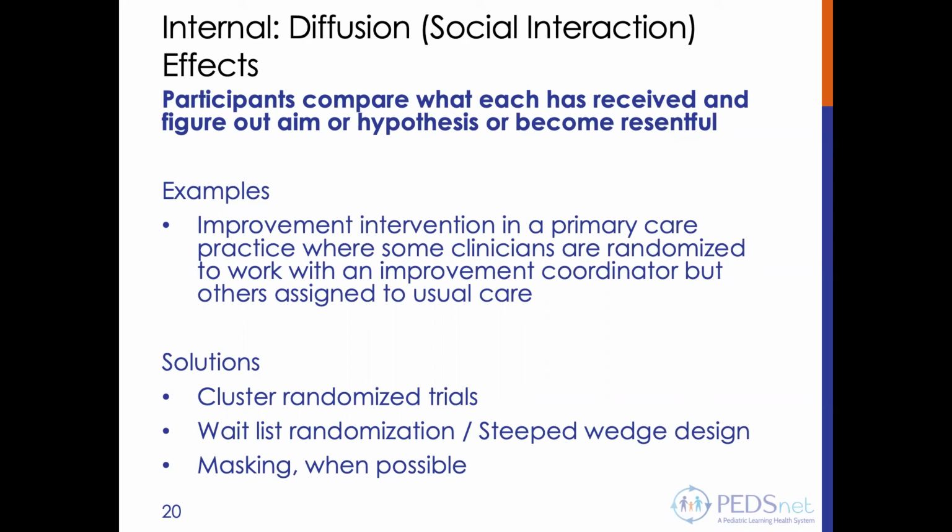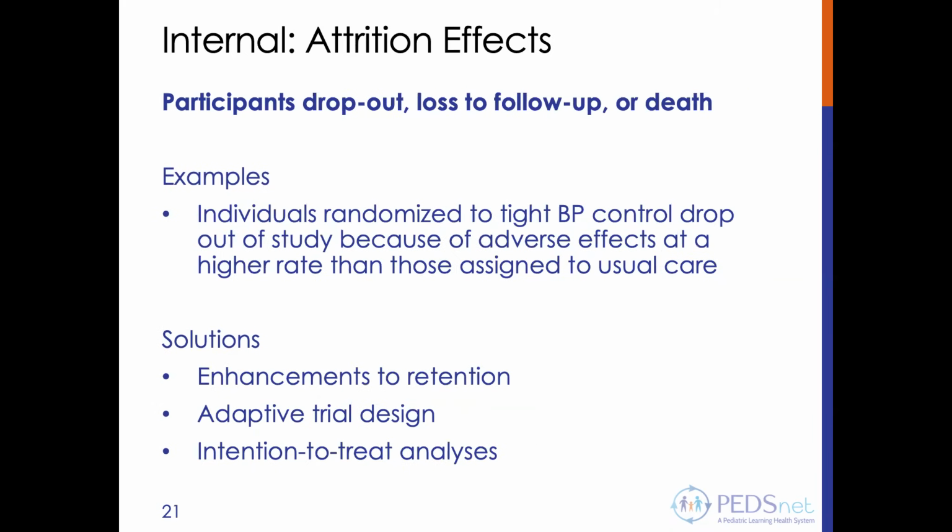So one way to address this, when you're interested in clinical practice, is to use cluster randomized trials, randomizing practices rather than randomizing individual clinicians. Another approach is to use what's called waitlist randomization, also the stepped wedge design. This is where everybody gets the intervention. They just get it at different times. So you roll it out over time so that some people who are going to get it serve as controls, while others are in the intervention group. And then you mask whenever possible. And then finally, attrition effects.